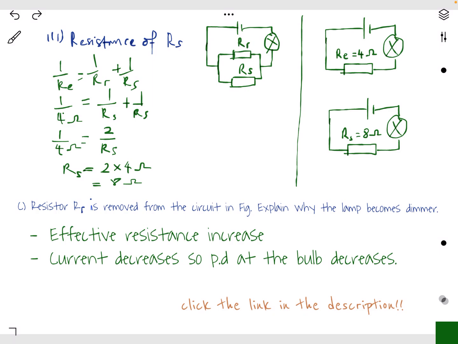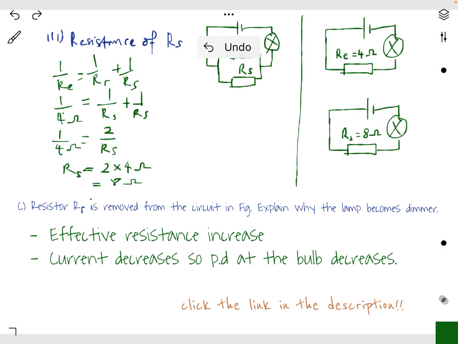The resistor R, okay, this resistor is removed from the circuit. Explain why the lamp becomes dimmer. Only one resistor here, that is RS. Okay, we have calculated that RS is equal to 8. So I can draw something like this. So you can see when there is only one resistor, it is 8 ohm. But when there are two resistors in parallel, the effective resistance is 4 ohm. You can see that this one is bigger.